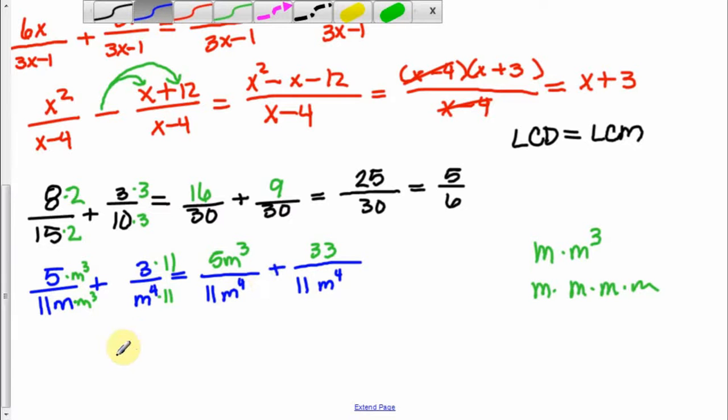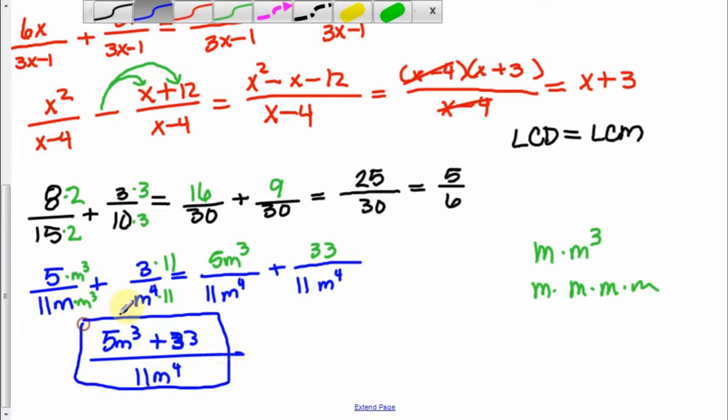So I now can add my numerators together. 5m to the third plus 33. Whoa. Over 11m to the fourth. You cannot simplify that at all. So that's the answer.